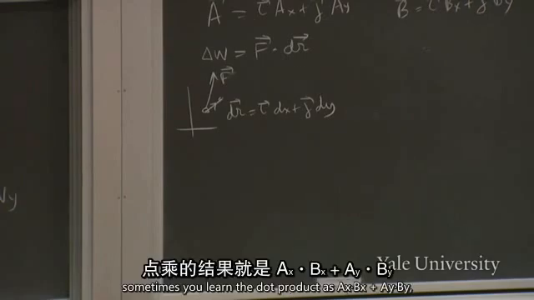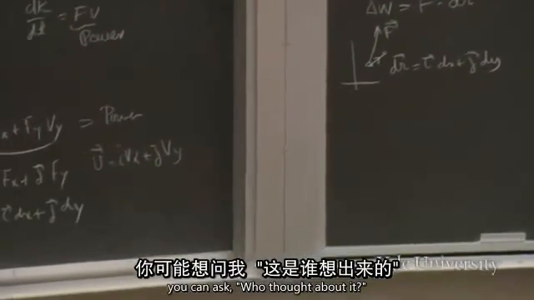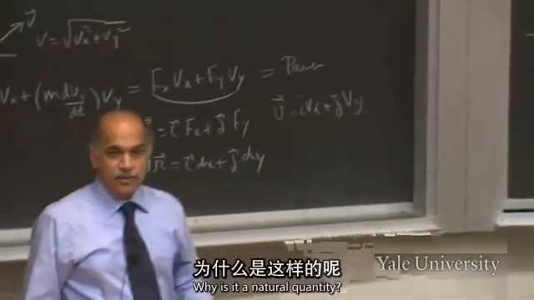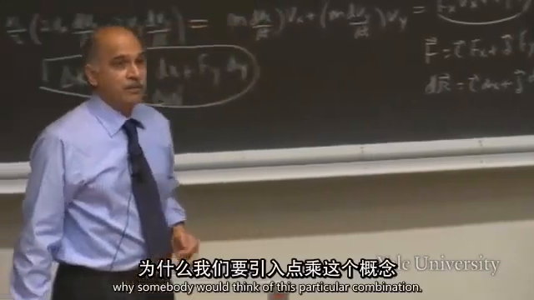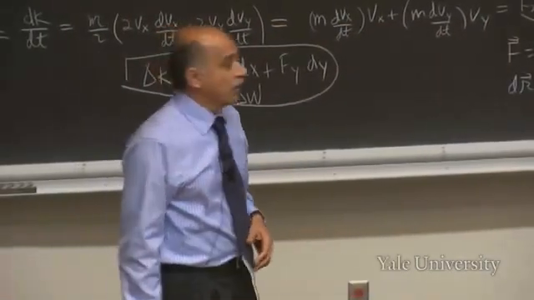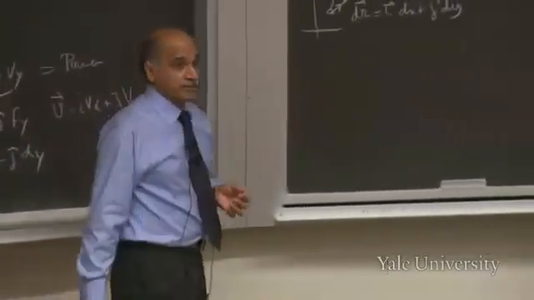So the dot product, sometimes you learn the dot product as ax bx plus ay by. You can ask, who thought about it? Why is it a natural quantity? So here is one way you can understand why somebody would think of this particular combination. So once you've got the dot product, you've got to get a feeling for what it is.